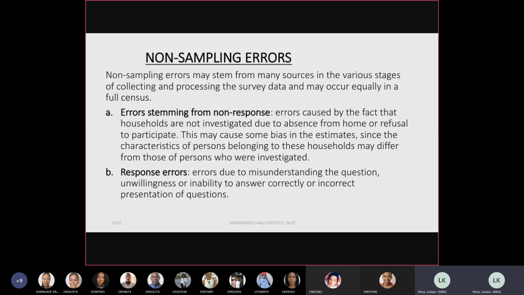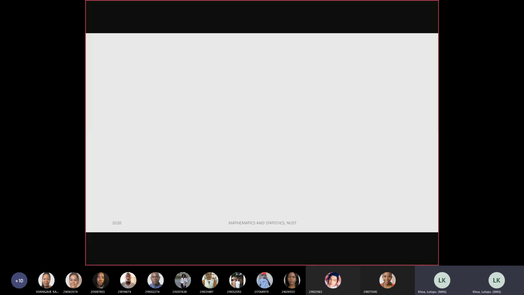So sampling errors come from the sample itself. Non-sampling errors are not because of the individuals or the elements that form part of the sample, but maybe from the surveying process itself. Then we have one more.